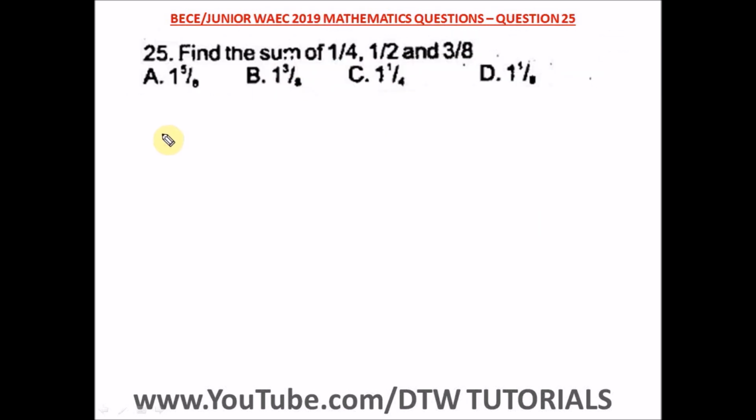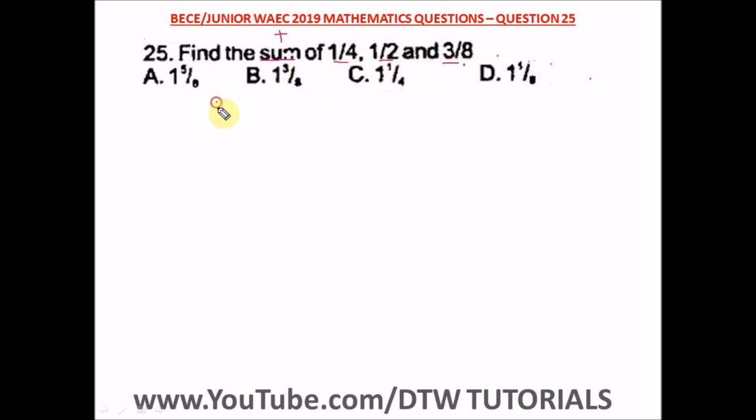Question 25 of the BECE Junior WAEC 2019 Mathematics Past Question. It says find the sum of this and this. Sum. When you see find the sum, it means we should add these particular fractions. When you see product, it means what? You should multiply. Okay, so find the sum. We're going to add these fractions.